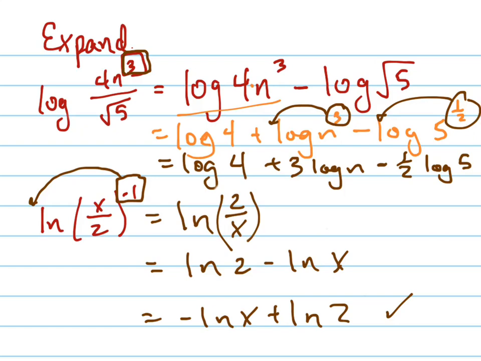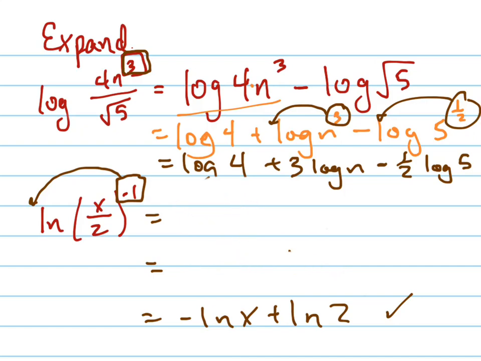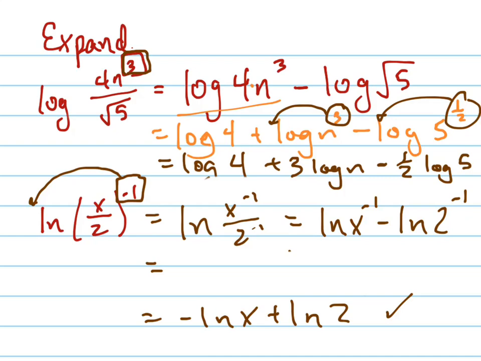So it did work. 3 ways that you could have done it. I guess I just showed you 2 ways. The third way is like I was showing you. I'll go ahead and show you the third way really quickly. If you had distributed this negative in, it's the natural log of x to the -1 over 2 to the -1. And now I could break this up into the natural log of x to the -1 minus the natural log of 2 to the -1. And now I could take each of these and bring them down to the front. And I would get negative natural log of x, positive natural log of 2, which is the same answer. All of those are the same.